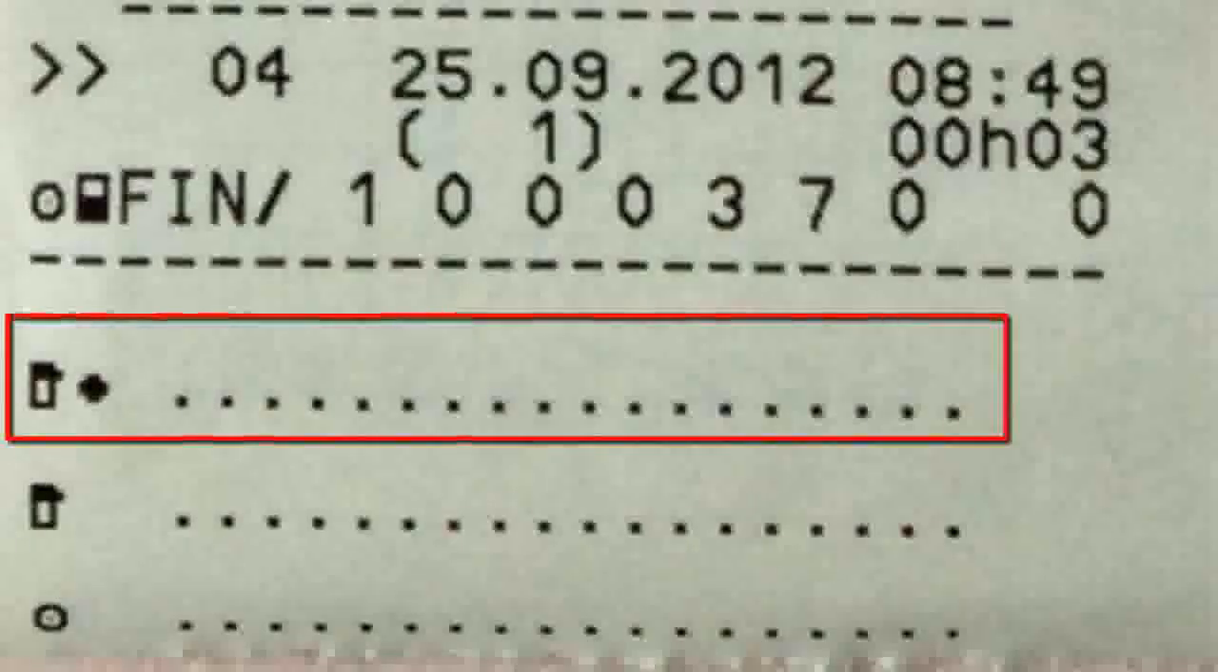The last section of the printout is used if a control officer has requested the printout. They record their location here, and their name here, and the driver signs here.